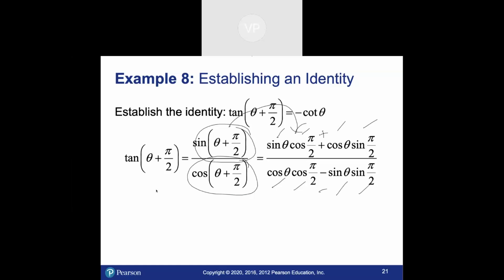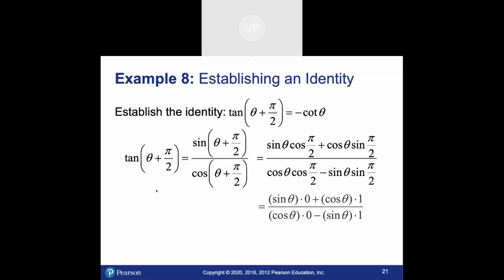And now, let's see if we can figure things out. What's nice about this is, don't go any further without now removing all the ones that have pi over 2, because those are angles that we know. We know the cosine of pi over 2, it's a 0. We know the sine of pi over 2, it's a 1. Cosine of pi over 2 down here is a 0. Sine of pi over 2 is a 1. So those were the replacements on this step.